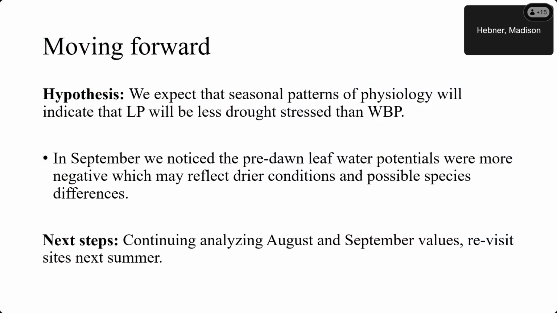Although we have yet to see this in our early summer months, I am predicting that as I get the data for the later summer, whitebark pine will have patterns of physiology that indicate it being more stressed than limber pine. And bringing it back to this point, I haven't analyzed this data yet, but on first glance in September, the pre-dawn values were so much lower, we ran out of our nitrogen in half of the time. So I'm looking forward to seeing how those values compare to the other months. And I'm thinking that they may reflect drier conditions and also some species differences.